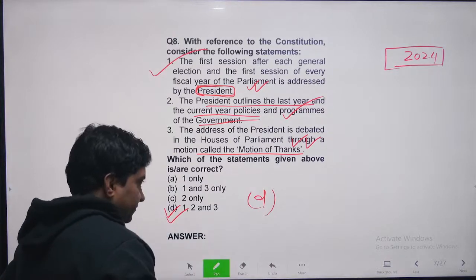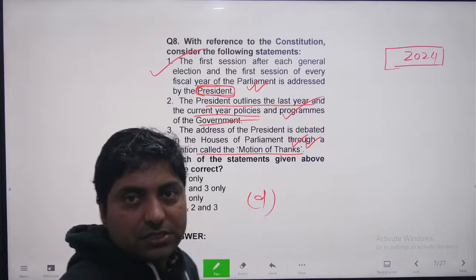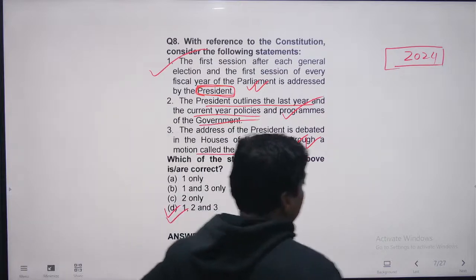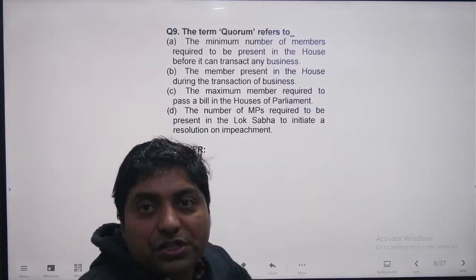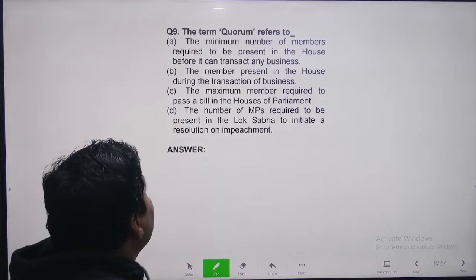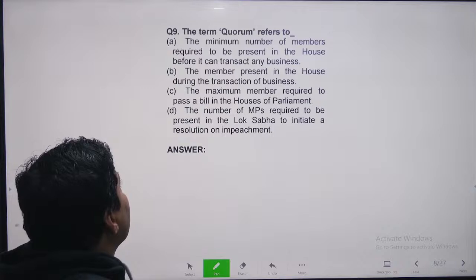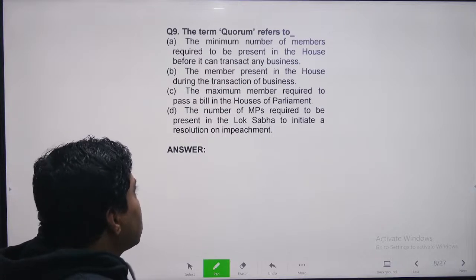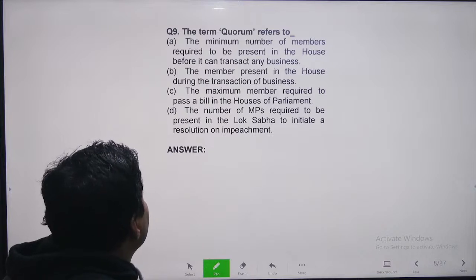All 3 statements are correct. Let me move to the next question. The question is, what is quorum? The term quorum refers to the minimum number of members required to be present in the House before it transacts any business. The members present in the House during the transaction of business.